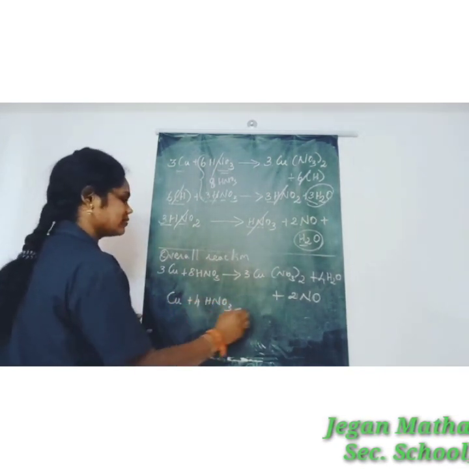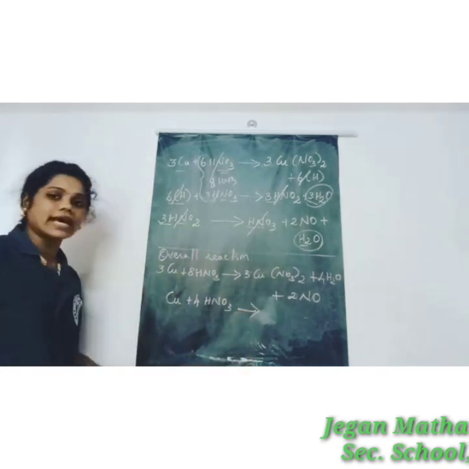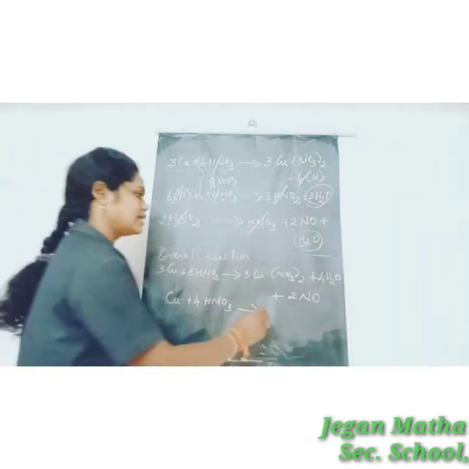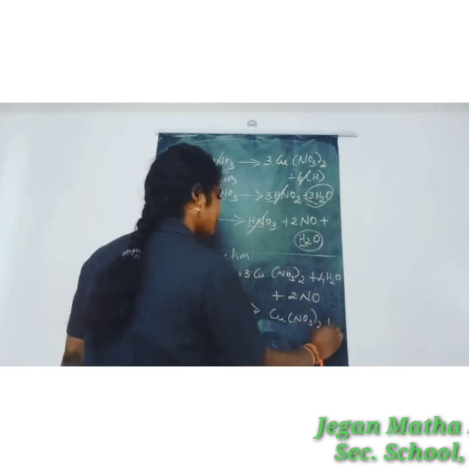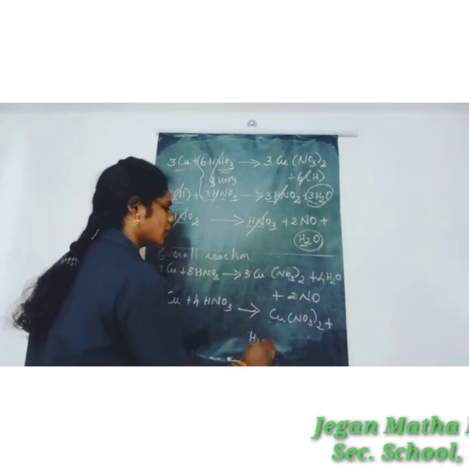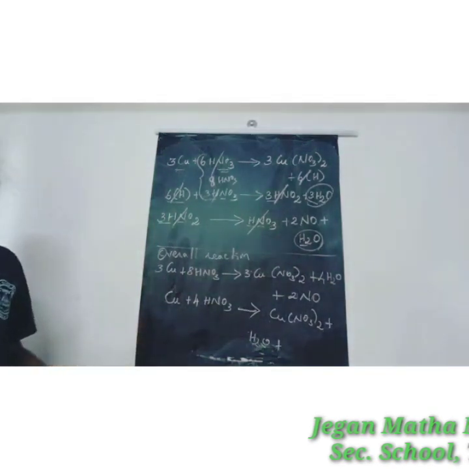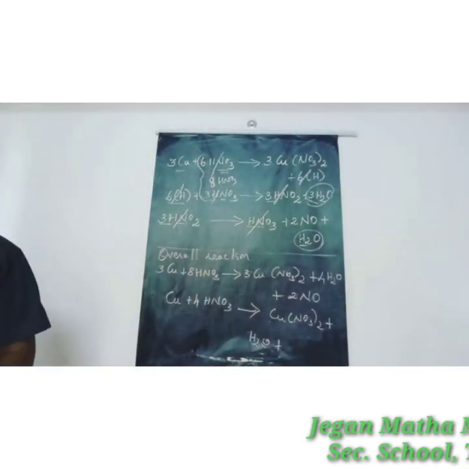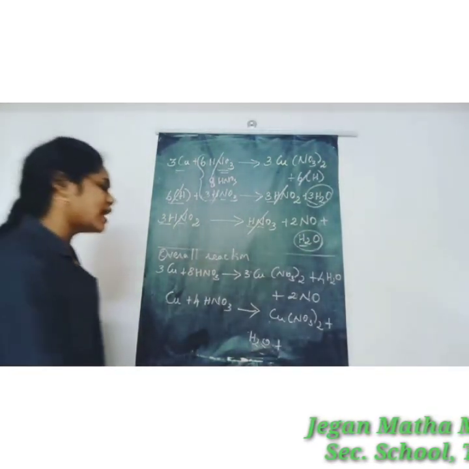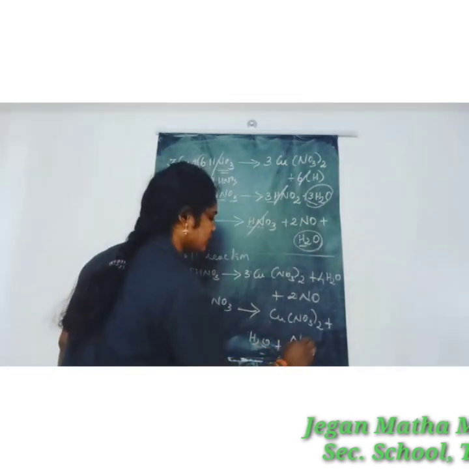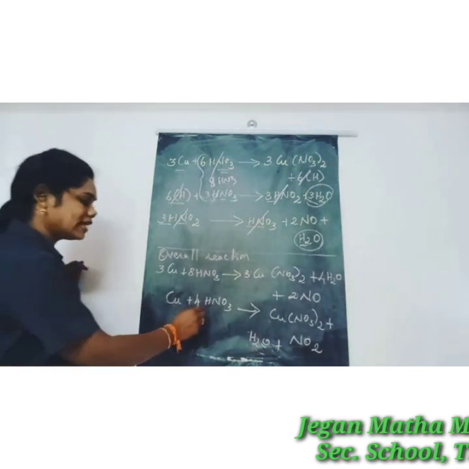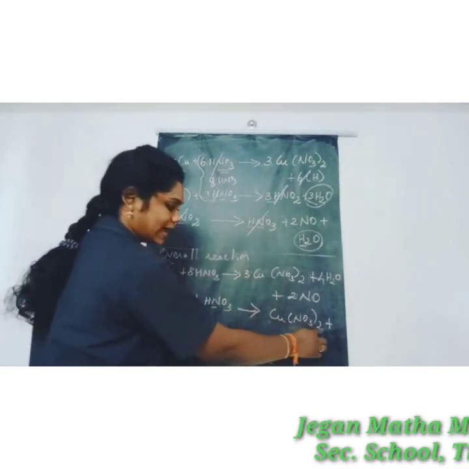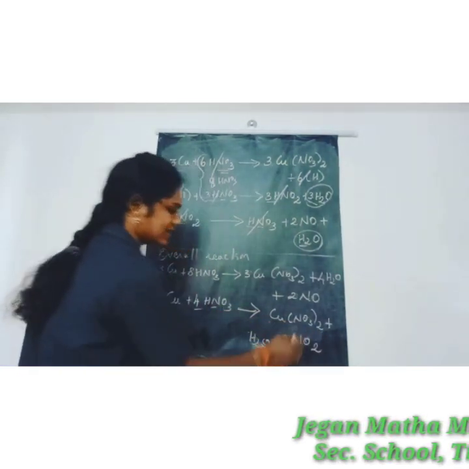So here 4 times of nitric acid is taken. So here also copper nitrate is formed, that is Cu(NO3)2, plus water molecules H2O and another compound. So here instead of NO, nitrogen dioxide, that is NO2, is formed. Okay, how is the equation balanced? Here 4 times of nitrogen but here 2 times. So the remaining is 2 times of nitrogen.